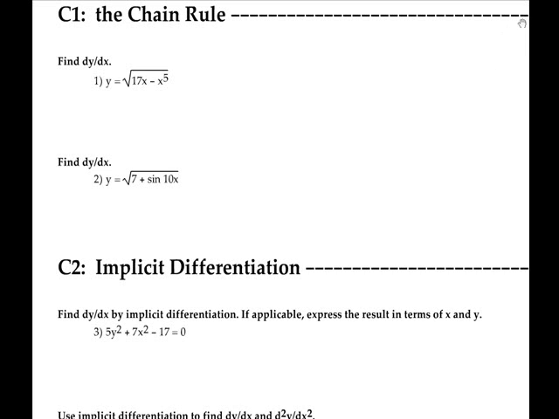All right, number one, we're dealing with the chain rule here. So we're asked to find a derivative of this radical expression. So let's go ahead and calculate that. The first derivative would equal, I'm thinking of this to the half power, so I get a half times the quantity 17x minus x to the fifth.